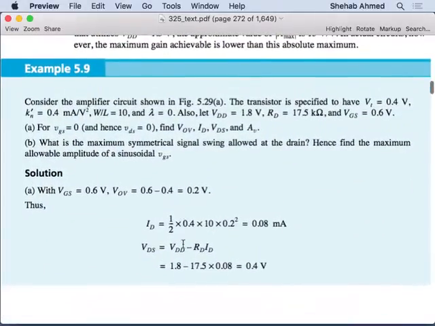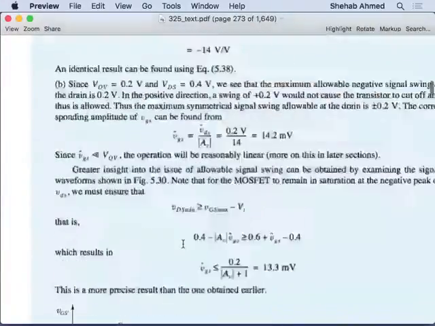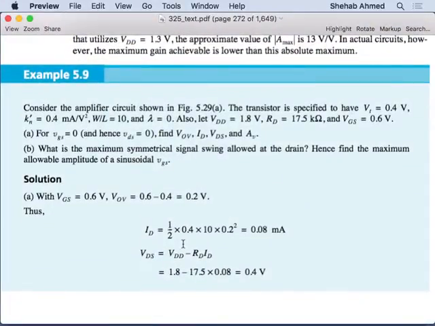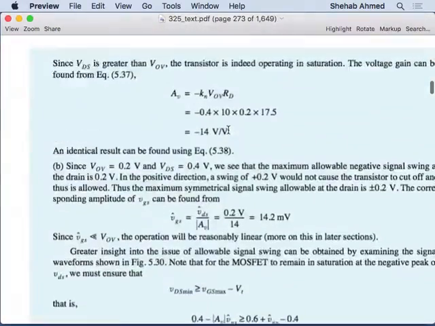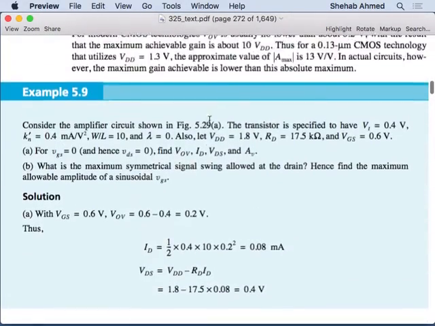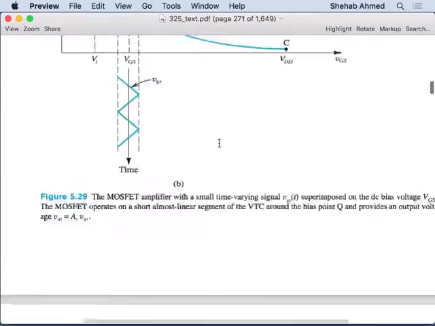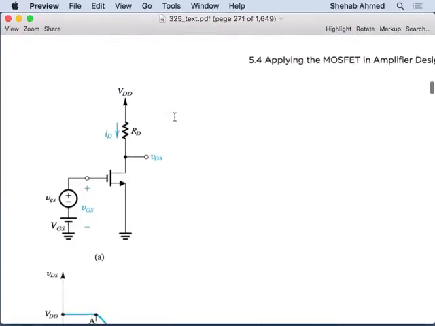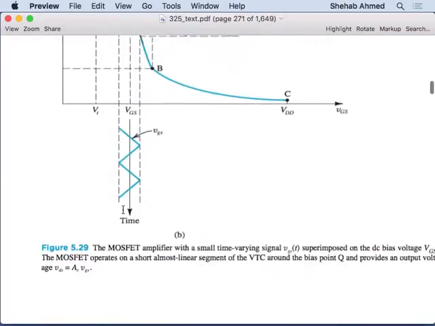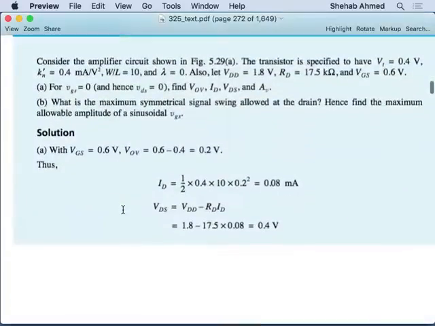Okay, so now we'll do an example. We have an amplifier circuit here, amplifier circuit 529A. We have a DC source in series with a small signal, and we have my load resistance here, and I want to look at my output voltage. So this is our basic amplifier configuration here. So what is the question?